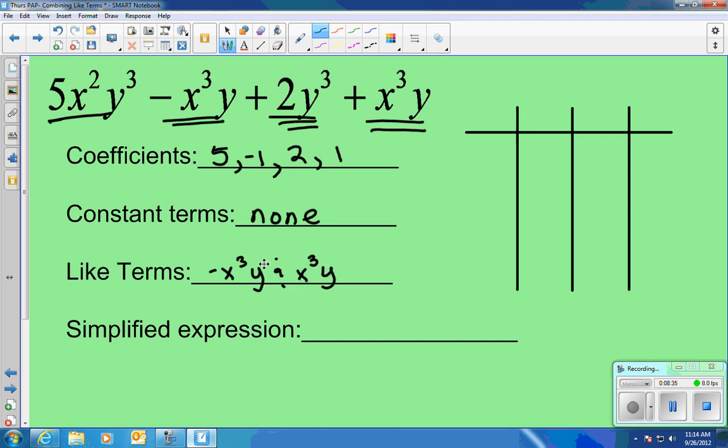So those are the only ones that get simplified. I have a negative and a positive. So really, those just end up going away because a negative and a positive cancel each other out.